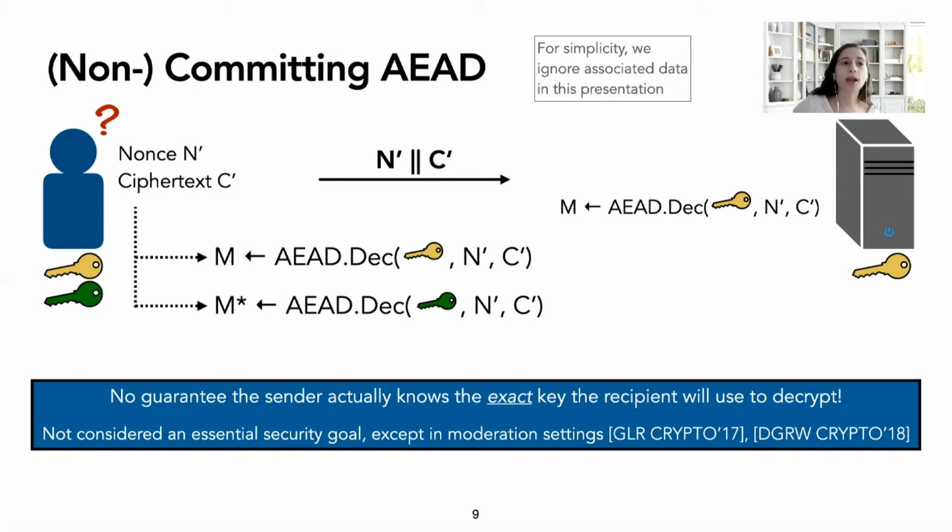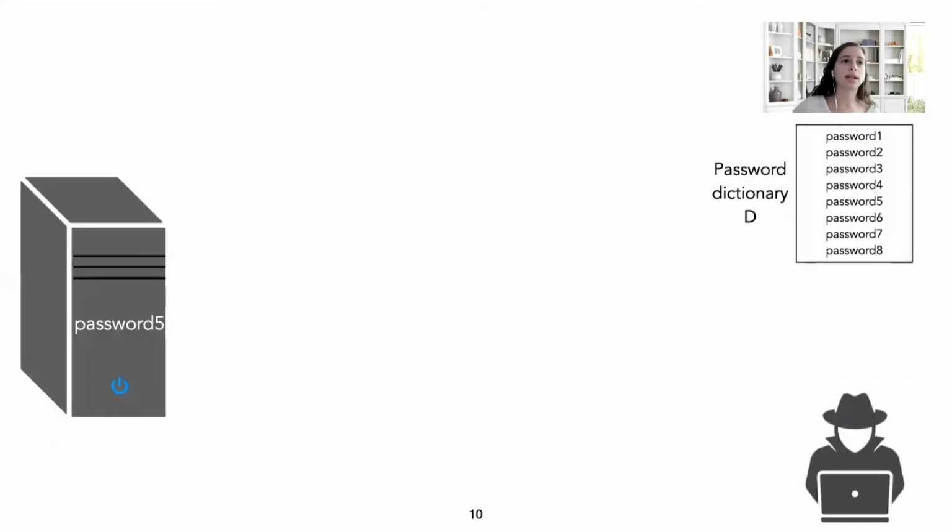To understand why, I'll give you a quick, high-level overview of a partitioning oracle attack and how it can be used to break confidentiality by recovering a password. So in this setting, we have a server with an associated password. The server accepts encrypted queries, which it then decrypts using a password-based non-committing AEAD scheme, so something like AES-GCM. Now the attacker wants to recover the server's password.